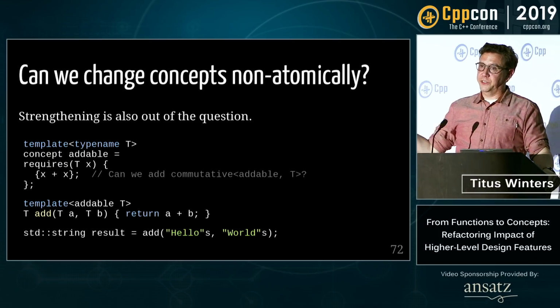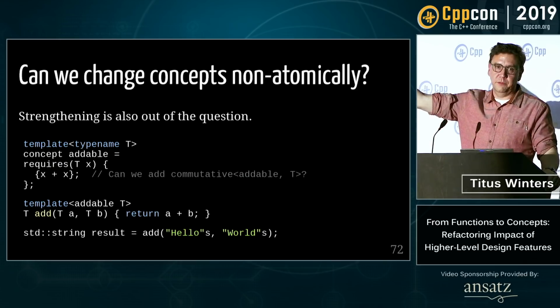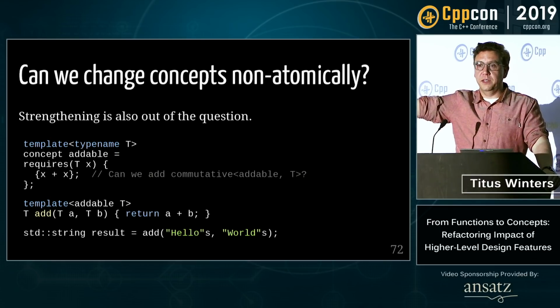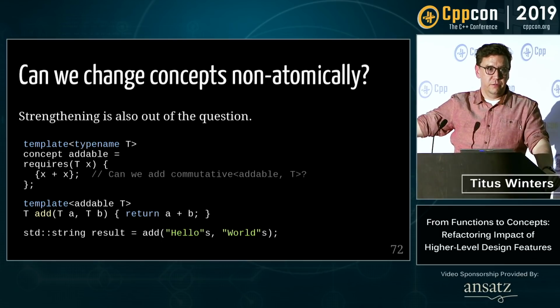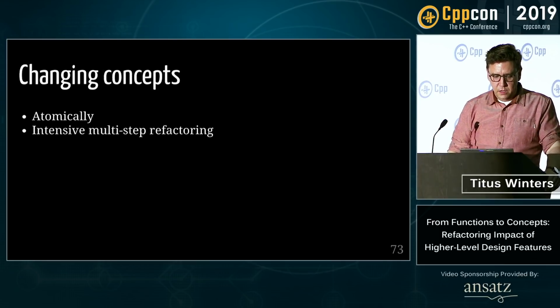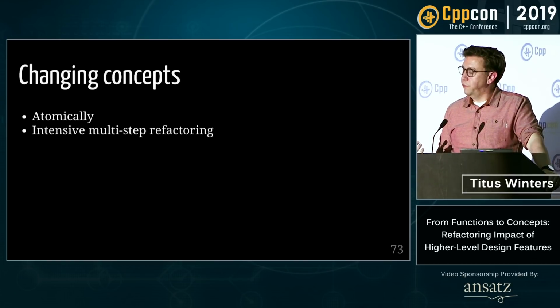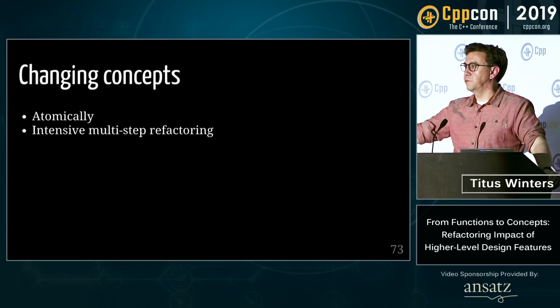Strengthening is also out of the question for sort of the reverse reason, right? If I had a concept Addable that was just the syntactic requirement, and I wanted to add a semantic requirement that it also has to be commutative, then string, which was addable under the old model, is no longer addable because it's not commutative. You can't swap them back and forth, right? So you'd throw something else out of conformance. If you don't have perfect visibility for this type of change, the only thing you can really do is rename the concept away and reuse the name, or find a new name and just add a new concept, right?